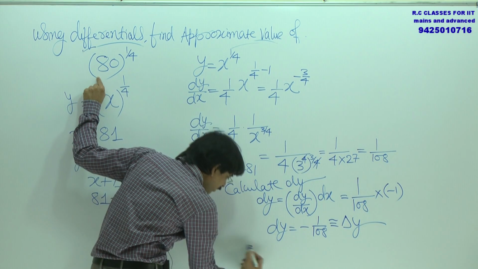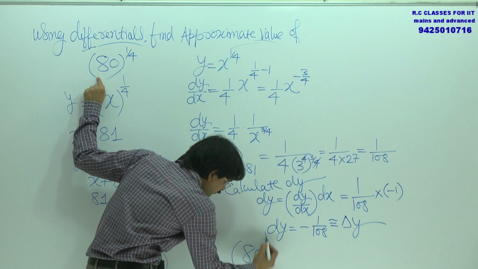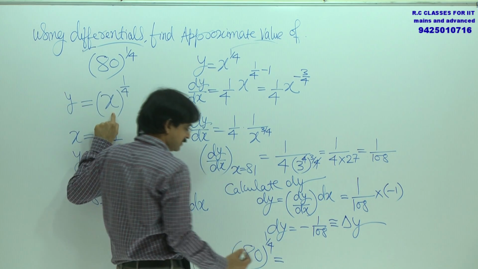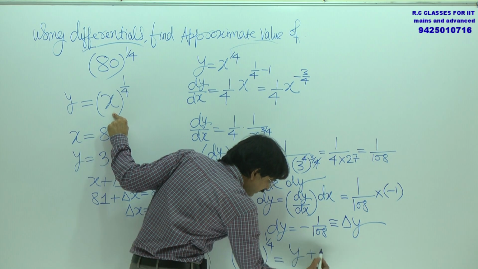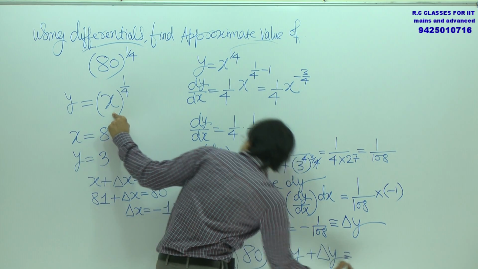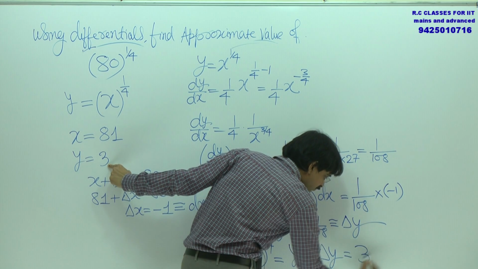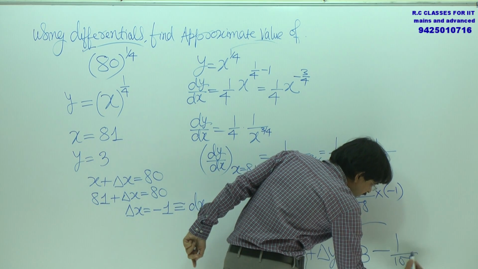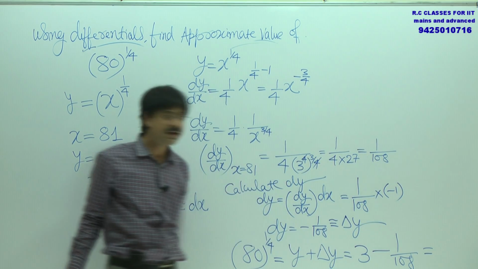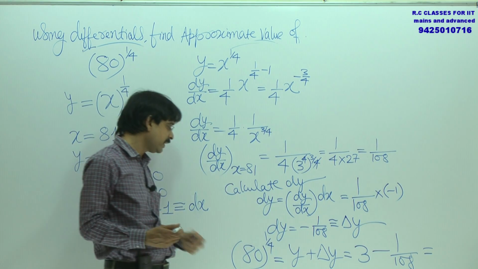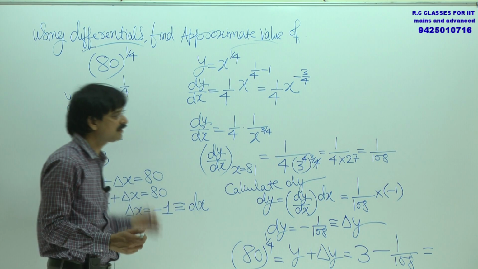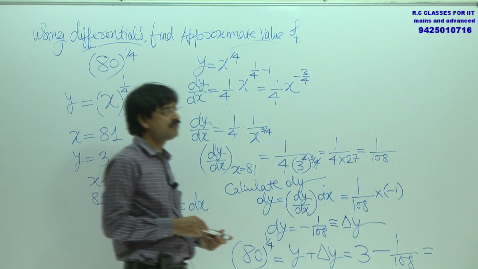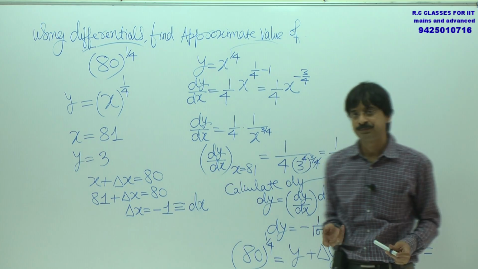So 80 raised to power 1 by 4, value of that can be written as y plus delta y. y is 3 there and delta y is minus 1 upon 108. And when you calculate 1 upon 108, and if you subtract from 3, you will be getting the 80 raised to power 1 by 4. So that's the approach to calculate approximate value of square root function, then cube root function, fourth root function.